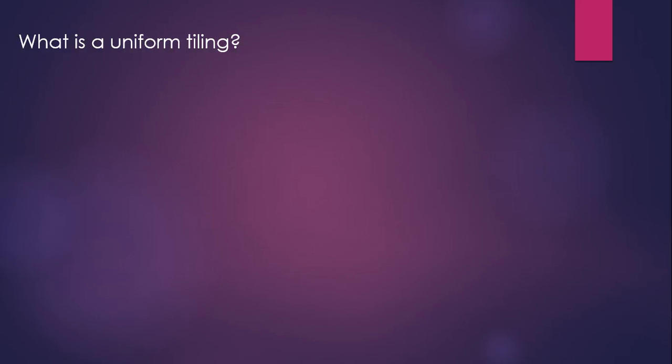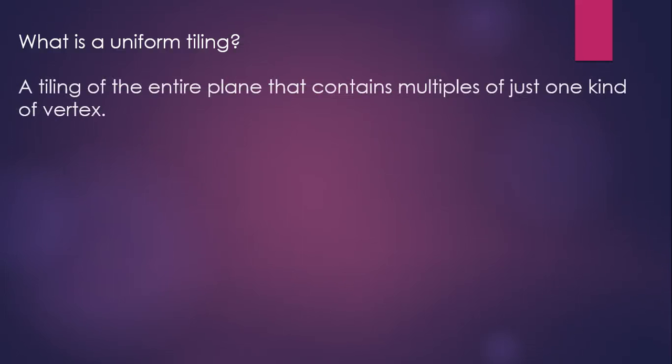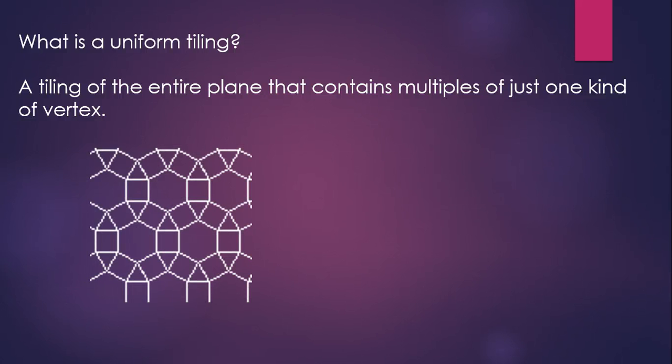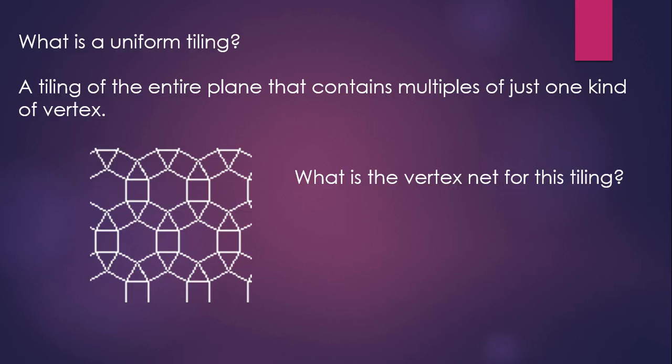What is a uniform tiling? That's a tiling that contains multiples of just one kind of vertex. Here's an example of a uniform tiling. Now, if we have a uniform tiling, we can also identify the vertex net. So what's the vertex net for this tiling?